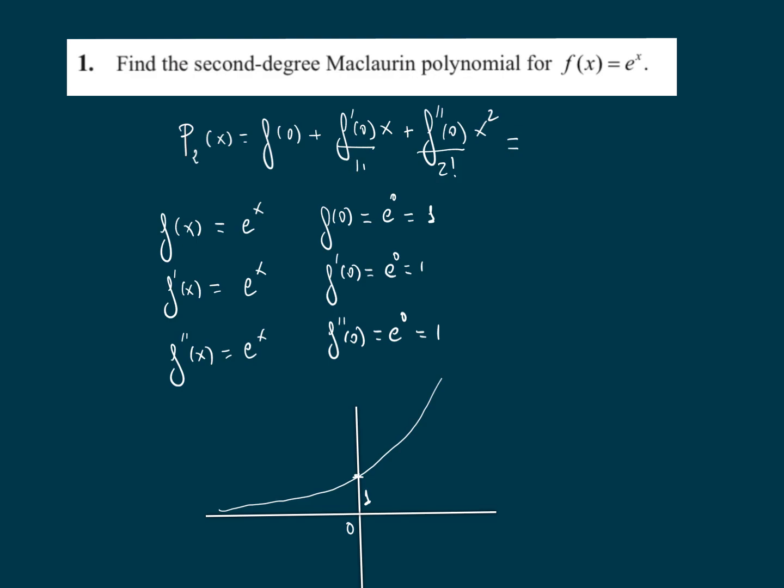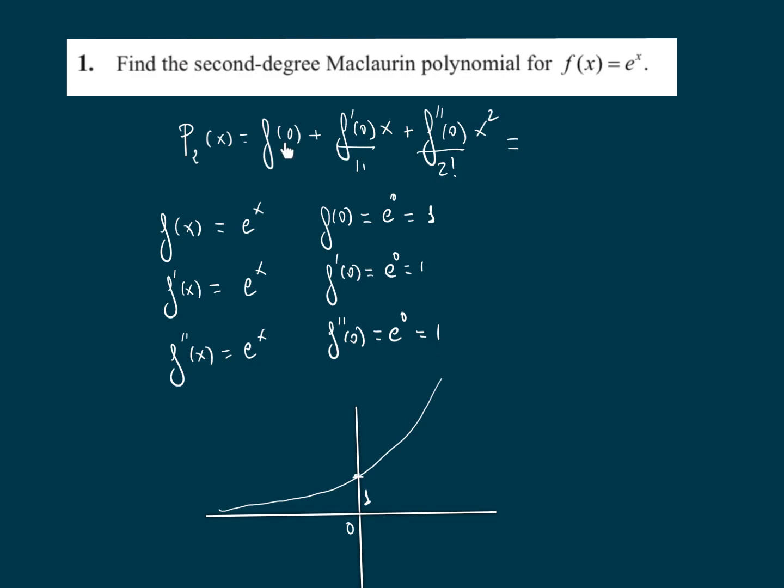So let's go to find it. F of x is e to the x. Who is f of 0? F of 0 is e raised to the 0, which is 1. F prime of x is e to the x, so f prime of 0 is 1. F second of x is e to the x, so f second of 0 is also 1.